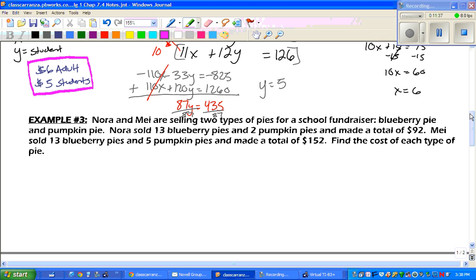So, I want to see if you guys can set everything up. Okay, so label everything off to the side. See if you can set up your equations. If you want to go through and solve it, you can do that too. But just go ahead and pause the video and let's see how you do.